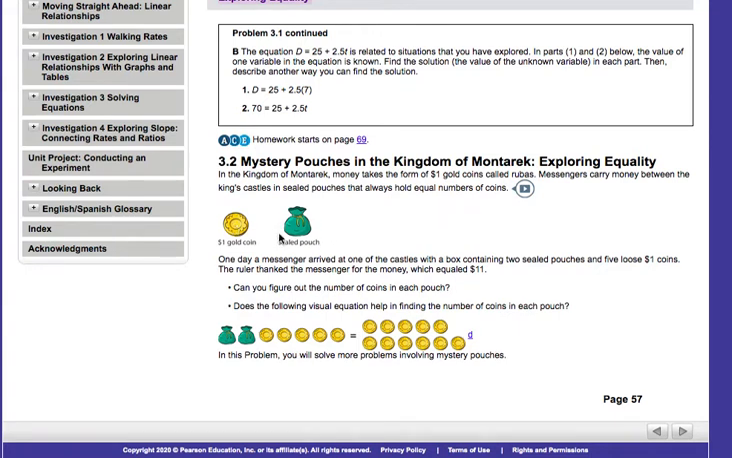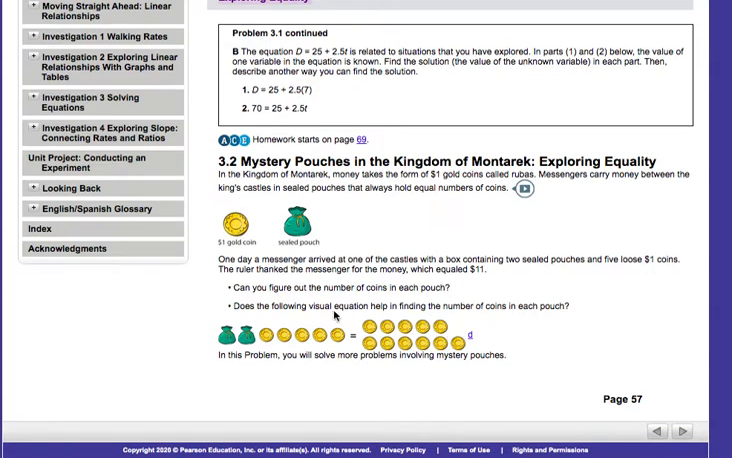We have the coins and we have the pouches. The pouches are kind of like the unknown variables. They're models for the unknown variables. We don't know how many coins are in those pouches. It just looks like a pouch. There could be 1 coin in the pouch, or there could be 15 coins in the pouch. We just don't know. And then here we do know what it is. That's 1. That's 1 unit, or in this case, 1 coin.